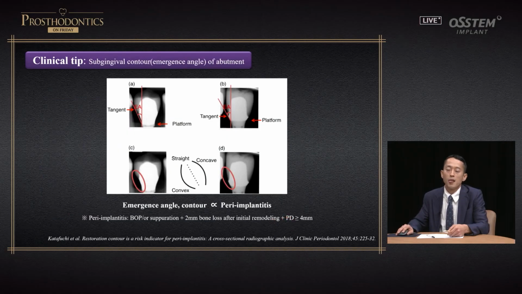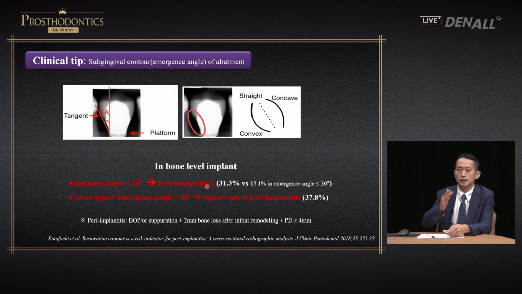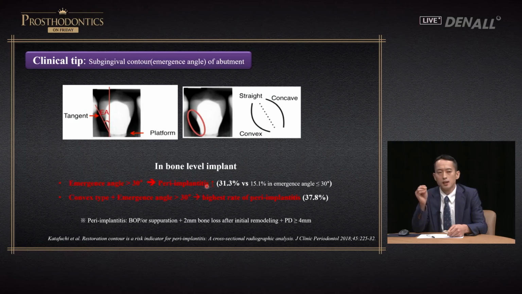As for this study, this was from 2018. The study reports that emergence angle and contour of implant abutment and prosthesis is correlated with implantitis. If you look in detail, if the emergence angle is bigger than 30 degrees, compared with the group with less than 30 degrees, implantitis occurred meaningfully higher. If the contour was convex and emergence angle was over 30, most implantitis occurred.